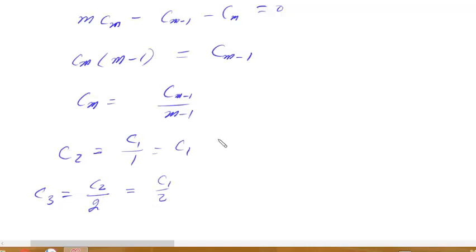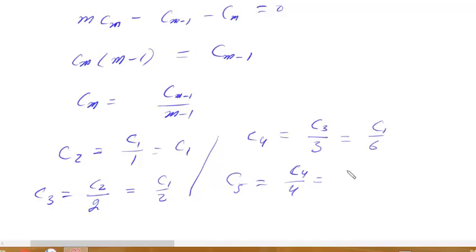Now c4 is c3 divided by 3. Put the value of c3 here, then this is c1 divided by 6, since 2 is multiplied by 3. And c5 is c4 divided by 4, and here c1 is multiplied by this, then this is 24.